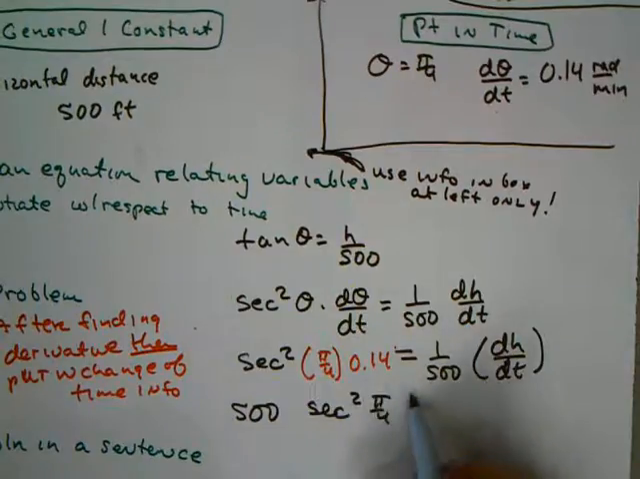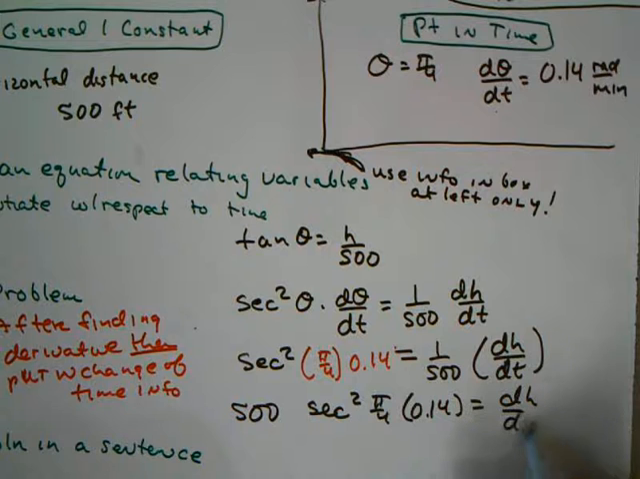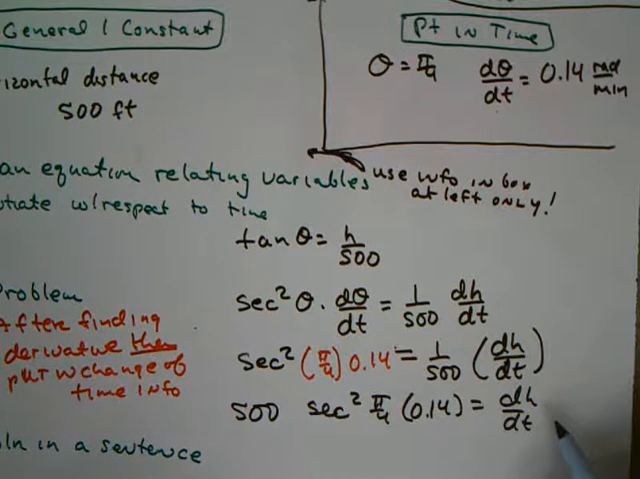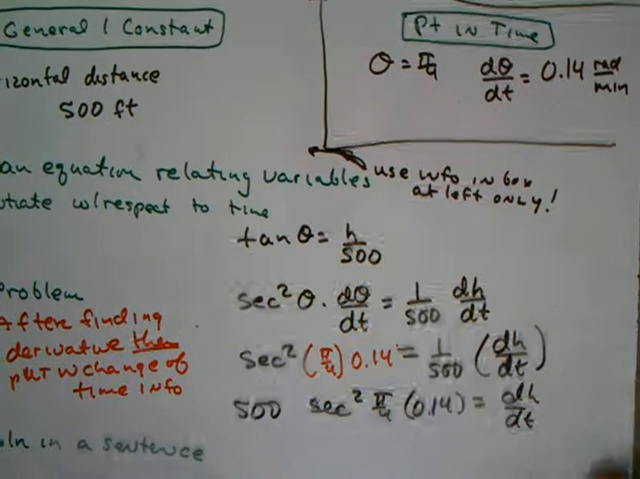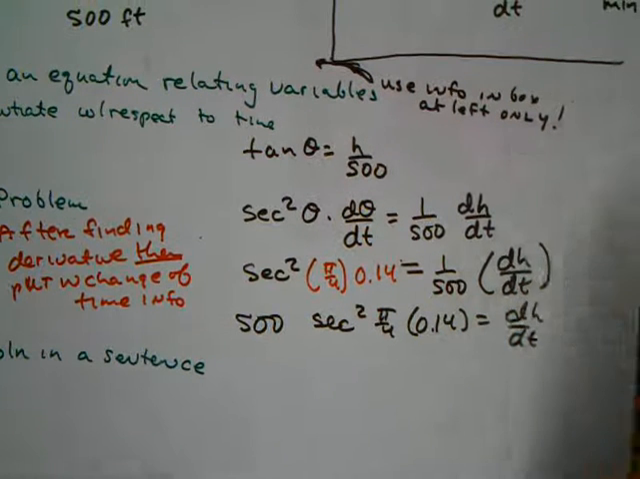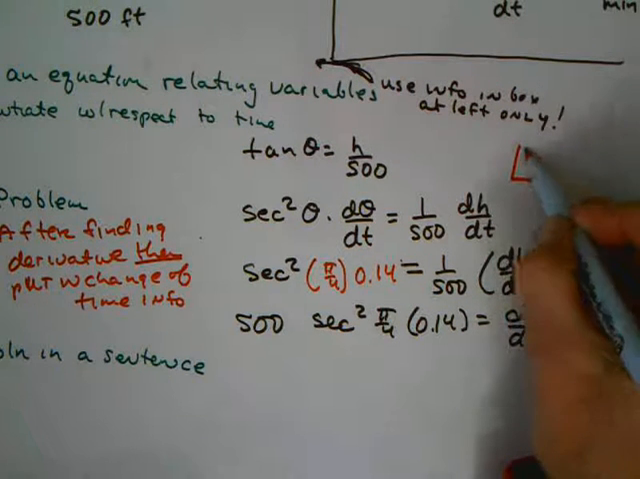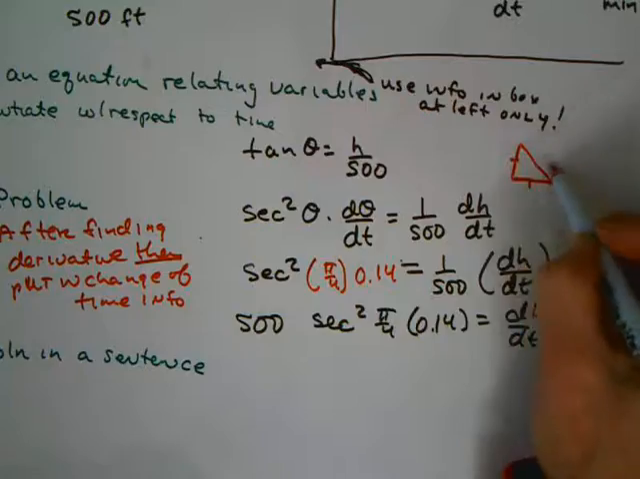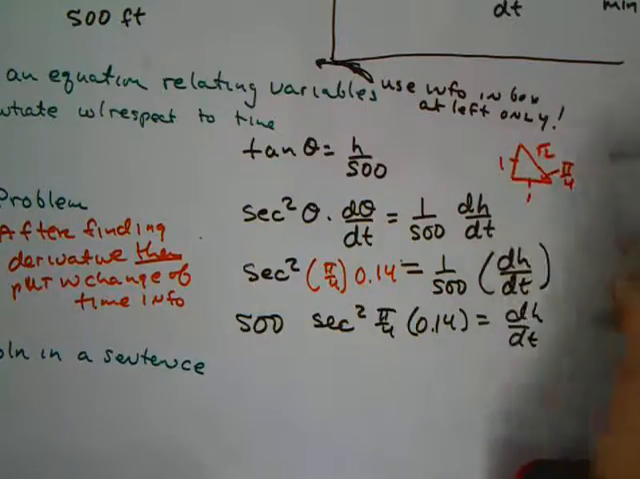Well, when I think about secant squared, I have to remember, I'm looking at pi over 4, so I'm going to look at that right triangle, that isosceles right, because this would be pi over 4, 1, 1, square root of 2, and I know the secant's the reciprocal of the cosine. Cosine is going to be adjacent over the hypotenuse. So that makes the secant the hypotenuse over the adjacent. In this case, it would be square root of 2 over 1.